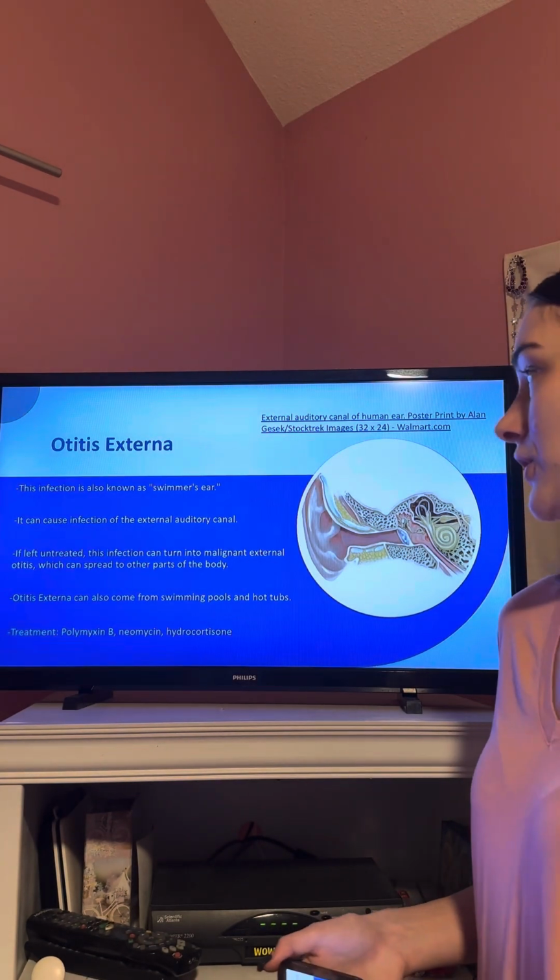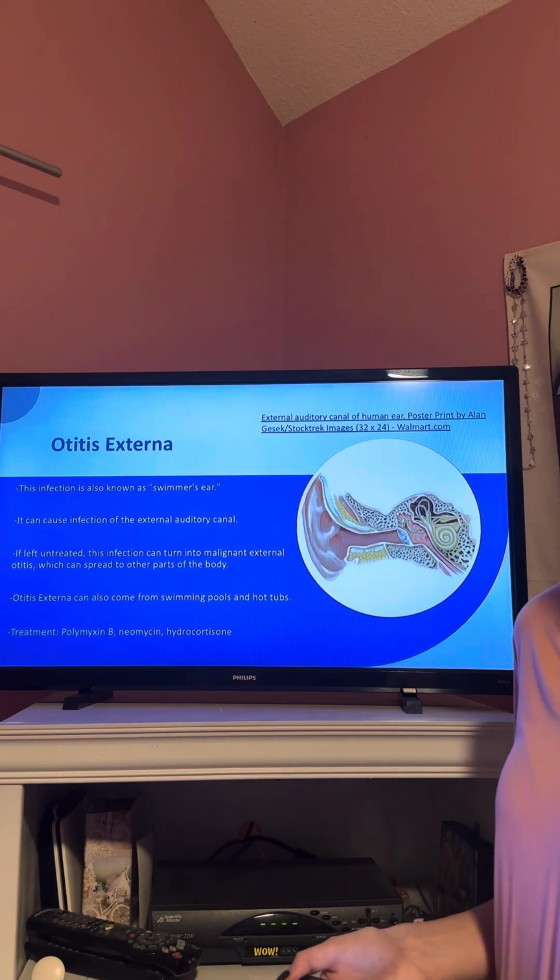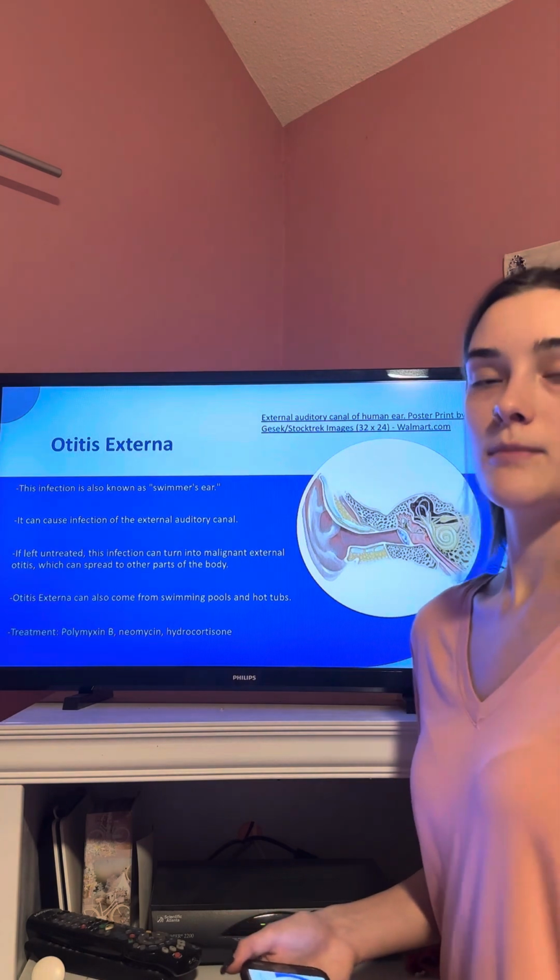Otitis externa. Externa is an infection of the ear caused by Pseudomonas.